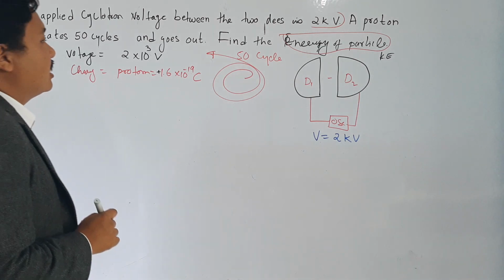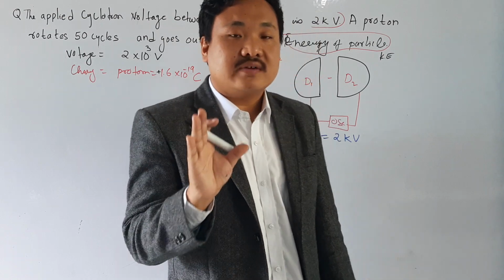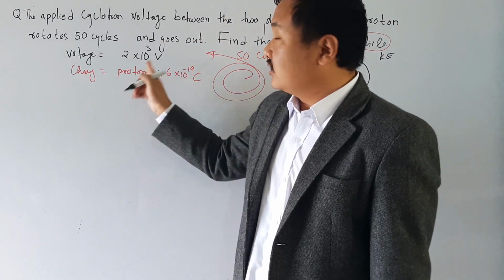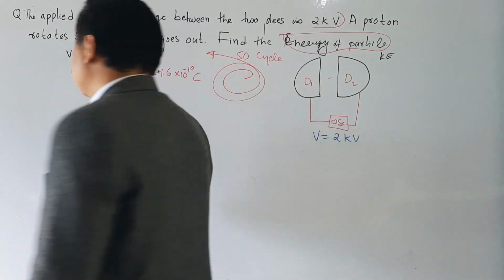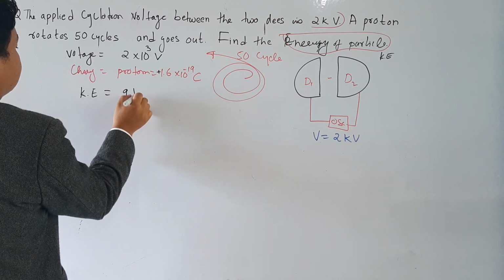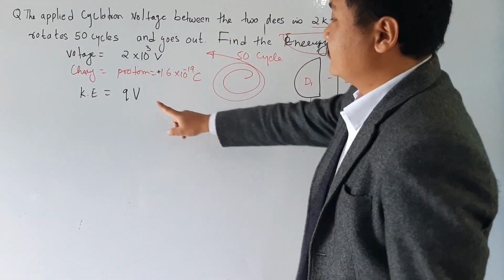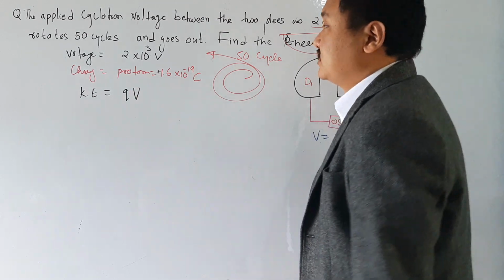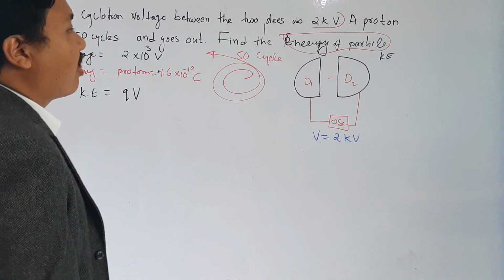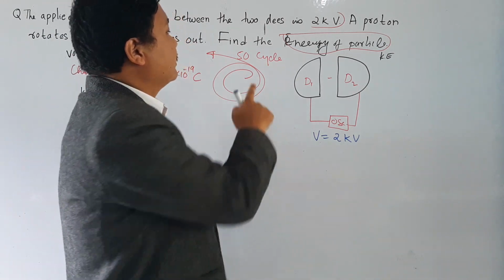So I have got the charge and the voltage. Is there any relation to find the kinetic energy using charge and voltage? Yes, we know that the kinetic energy is equal to QV, where V is the potential and Q is the charge. We are going to use this. Now let me find it for one cycle first, and then I will find it for the 50 cycles.